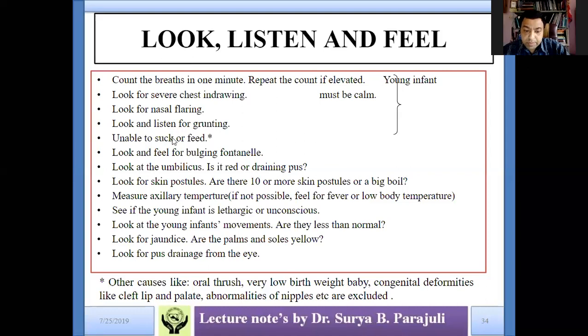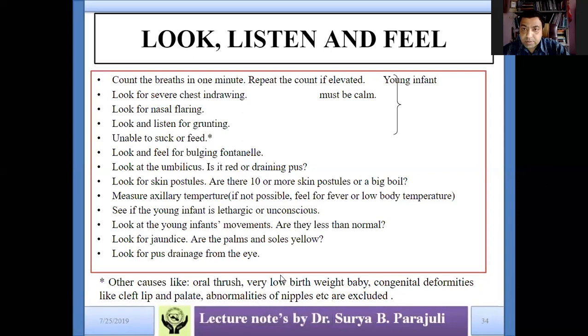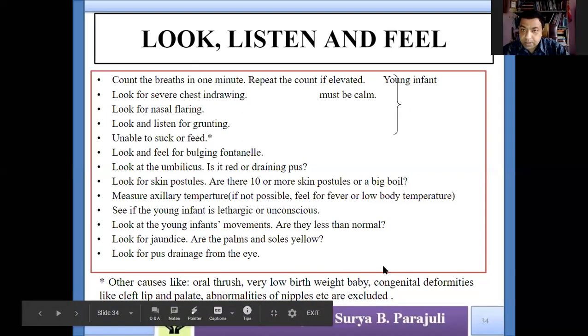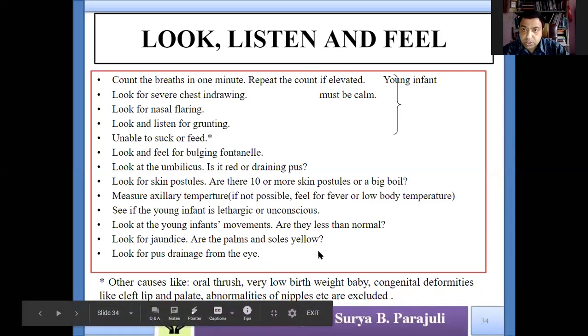Unable to suck breast milk or feed. Feeding problems may have other causes, like oral thrush, very low birth weight baby, some congenital deformities like cleft lip and palate, sometimes mother factors, abnormalities of nipple, retracted nipples. You need to exclude those conditions. Under this feature, unable to suck or feed, you need to rule out those conditions.